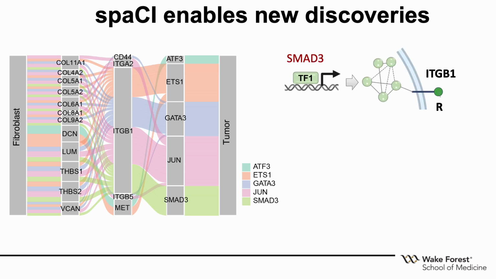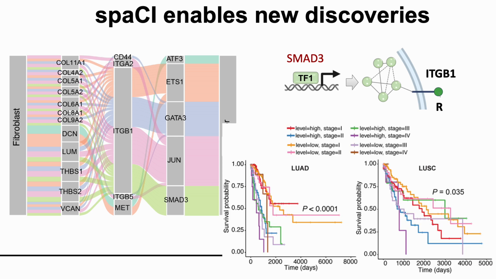Among the identified TF-receptor pairs, patients with high SMAD3 and ITGB1 expression have significantly poorer overall survival in both adenocarcinoma and squamous carcinoma patients in TCGA, indicating that such transcription factor-mediated interaction axes may play important roles in lung cancer prognosis.